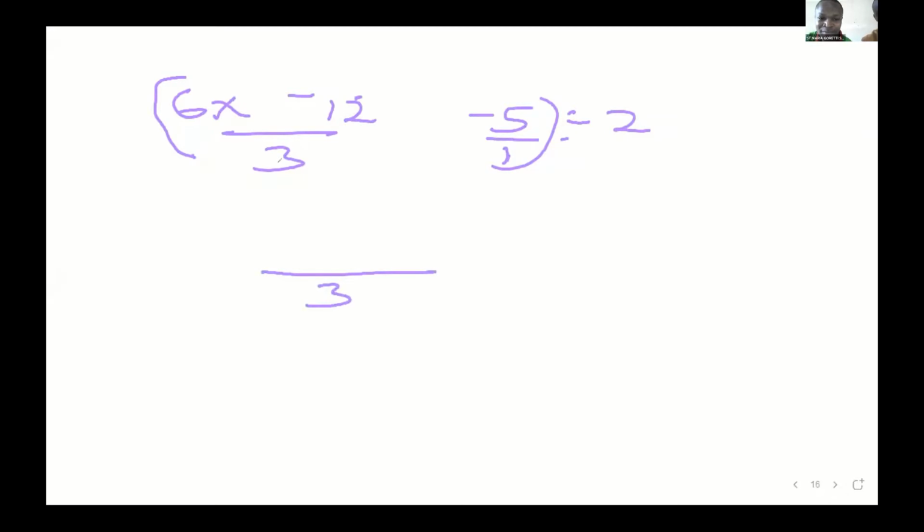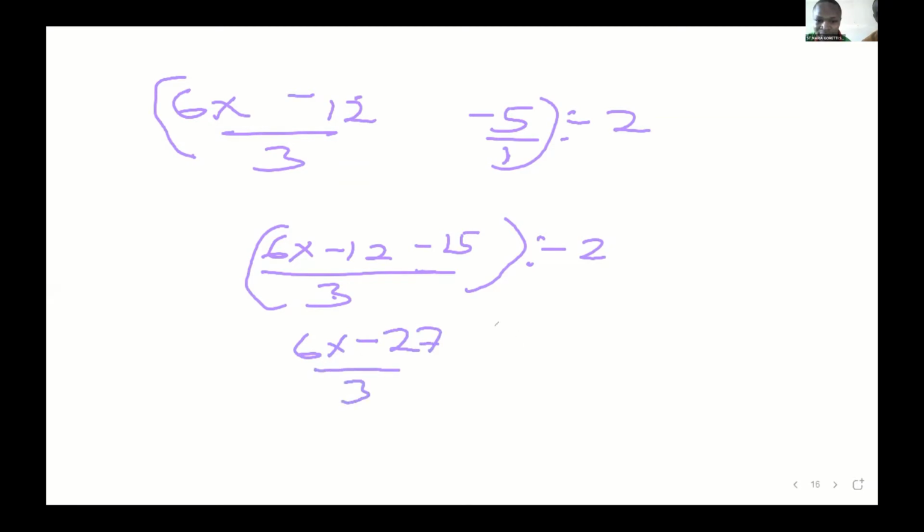3 divided by the 3, you get 1. 1 times this, you get 6x minus 12. 3 divided by 1, you get 3 times negative 5. You get a negative 15 out of 3, which is being divided by 2. So here you get 6x, negative 12 minus negative 15. You get negative 27 out of our 3, divided by the 2.